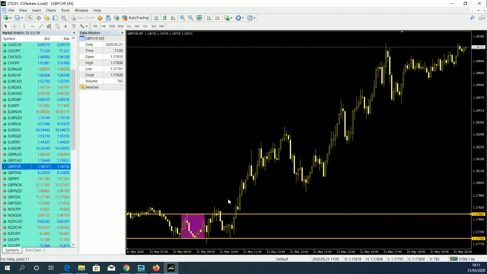But make sure you are looking at 7 a.m. to 8 a.m. on 5 minutes. Okay? 7 a.m. to 8 a.m. inclusive. All the candles between 7 and 8 a.m. inclusive. That's GMT.